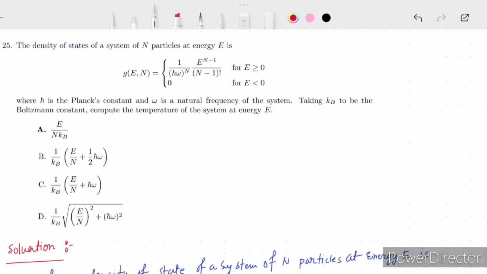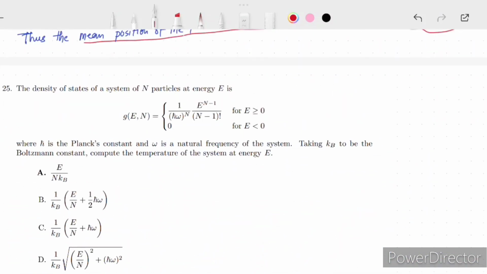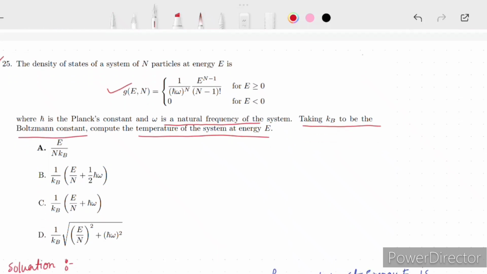Next we go to question number 25. This is a very good question. The density of state of a system is given, where h cut is the Planck constant, omega is the natural frequency of the system, taking kb as the Boltzmann constant. Compute the temperature of the system.